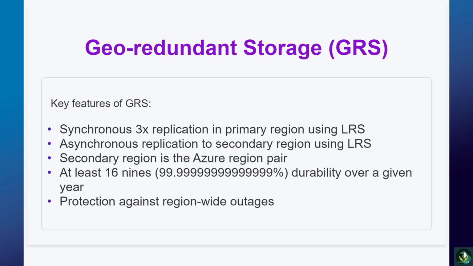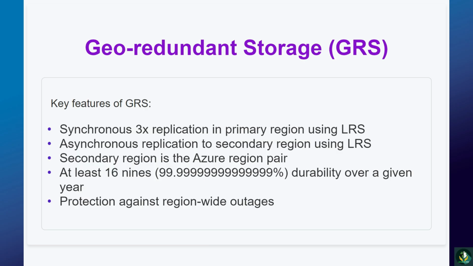Primary region replication. In the primary region, GRS leverages locally redundant storage, LRS, to create 3 synchronous copies of your data. These copies are distributed within a single physical location, providing protection against hardware failures and local network issues. Secondary region replication. GRS then takes an extra step by asynchronously copying your data to a secondary region. This secondary region is predetermined based on Azure's region pairs, typically hundreds of miles away from the primary region.